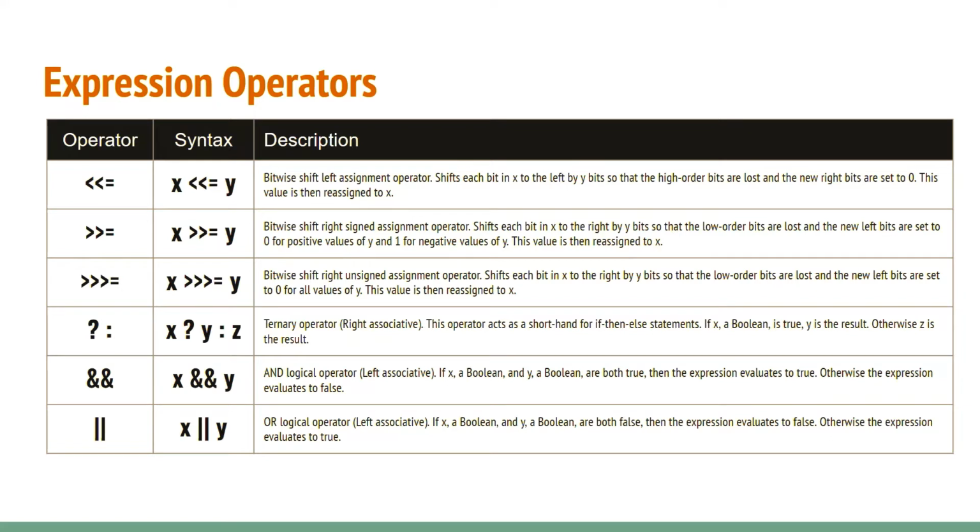x && y is the AND logical operator. If x and y both are true, then the expression evaluates to true, otherwise the expression evaluates to false. Now we have the OR logical operator. If x or y both are false, then it will be false. Otherwise, if one of them is true, it will be true.